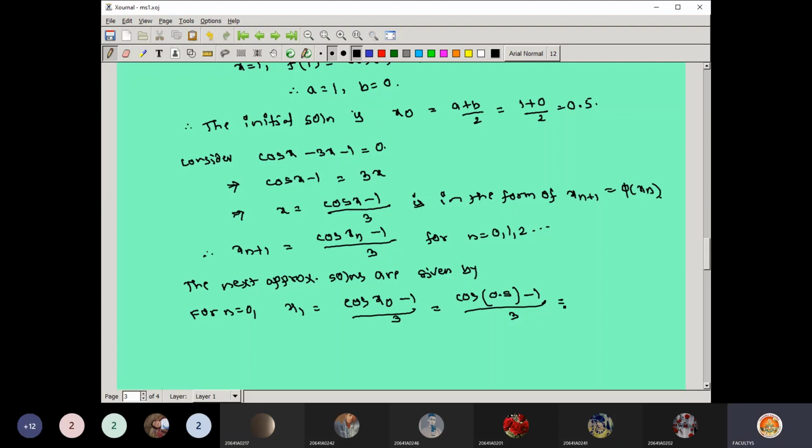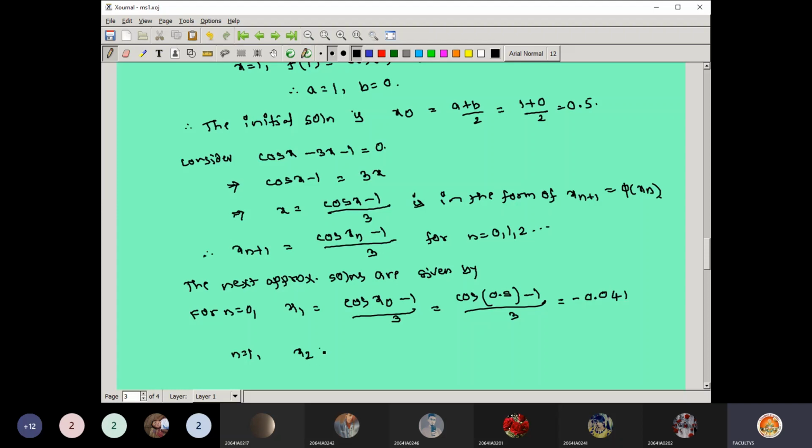Your cos button gives 0.959. So minus 1 divided by 3, so that you are getting the answer minus 0.041. So minus 0.041, right? So then you go for the next, n equal to 1.